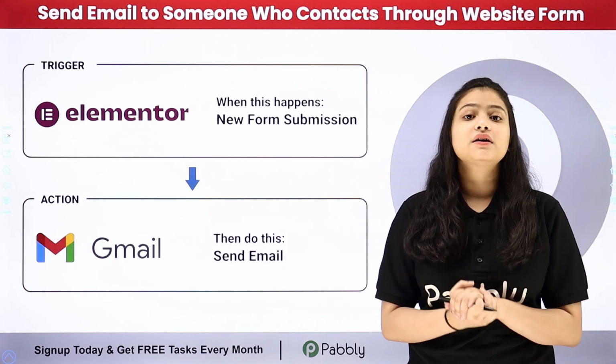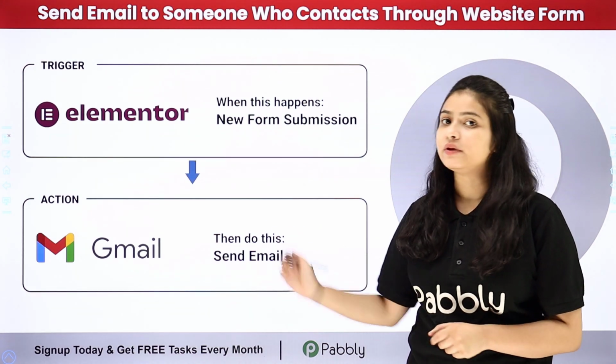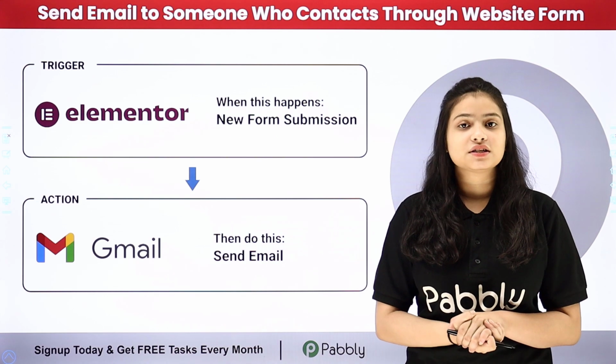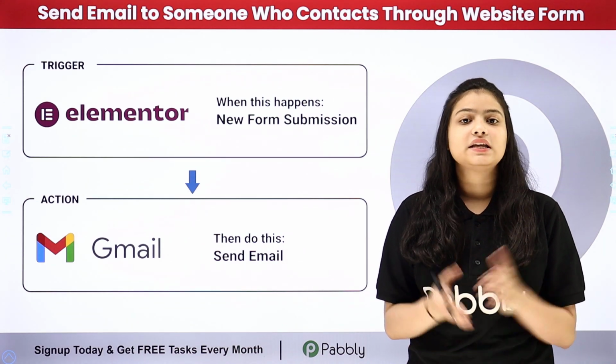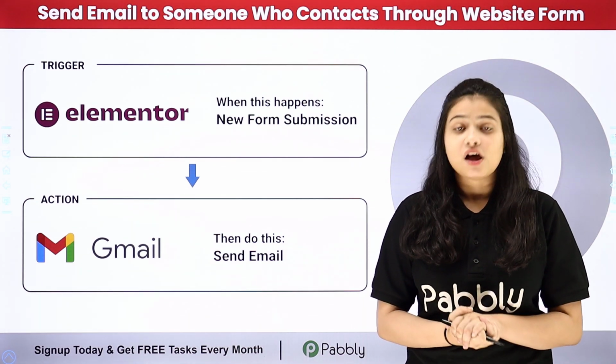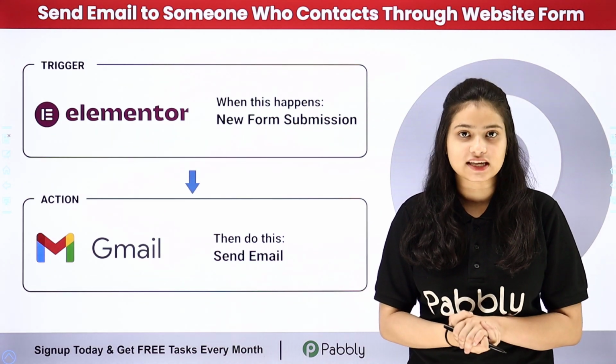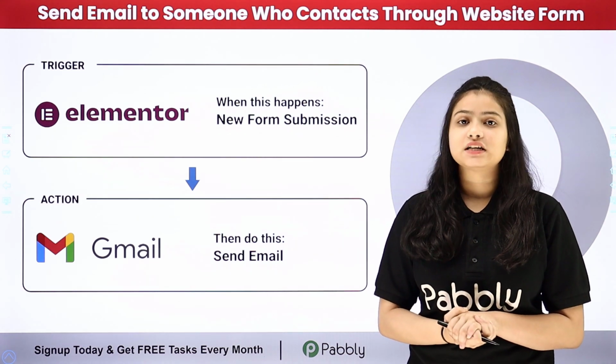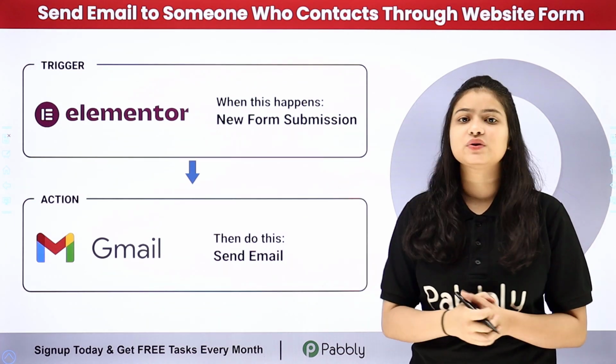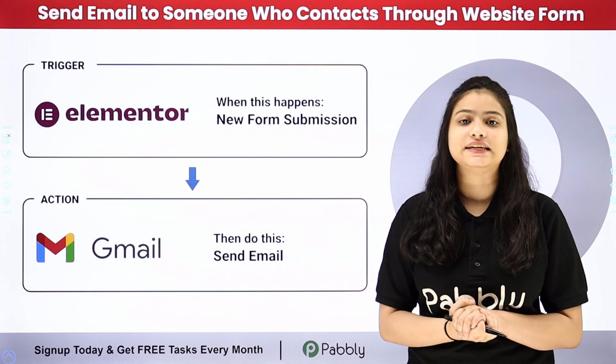And for this, I have set up a connection between my website form and Gmail in such a way that whenever a person submits that form, an email will automatically be sent to that same person. For the website form, I have used Elementor over here, but you can use any other application as well. Now we are going to learn how we can set up a connection between these two applications with the help of Pabbly Connect to automate this entire process.